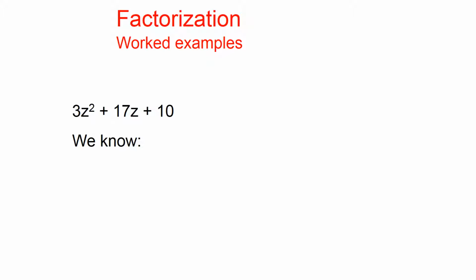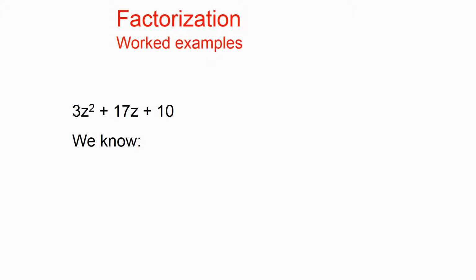Let's go through this one. So 3z squared, so we're dealing with a z now rather than x, doesn't really matter. 3z squared plus 17z plus 10. Okay, so we need to find numbers that you times together to get 10, but when you add them together, after you've timesed them by the factor of 3 up there, we know that you get 17.